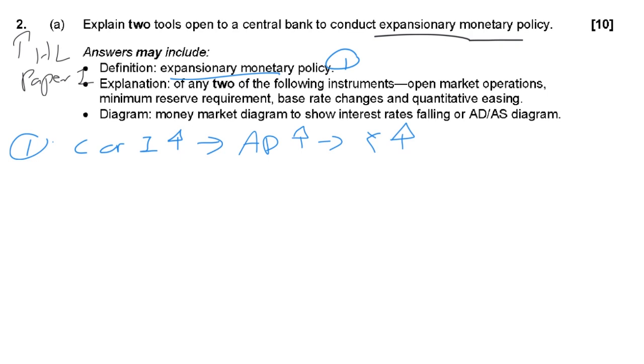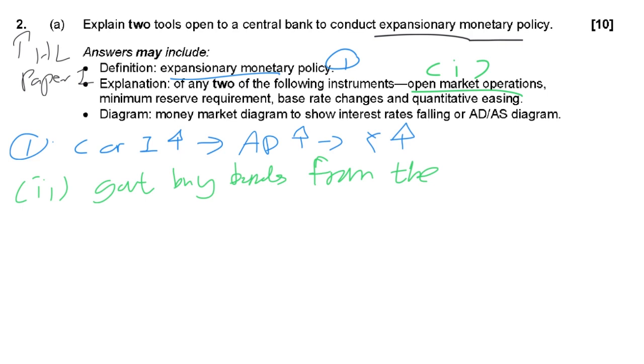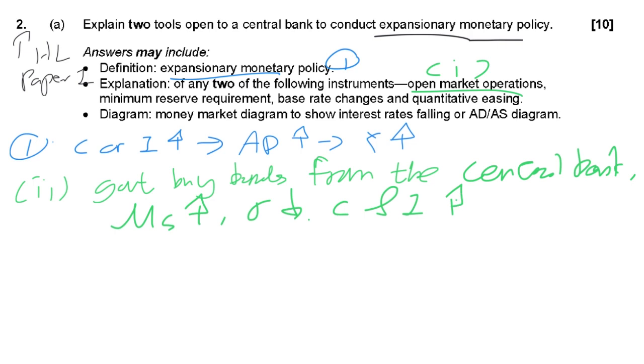Of course there are a lot of tools to do it, so I'm going to talk about them one by one. Number one, OMO. OMO is about the government buying bonds from the central bank. After they buy the bonds from the central bank, the money supply would increase, the interest rate would drop, and C and I would increase. So what's next? You have to go back to here. This is what we call open market operations.